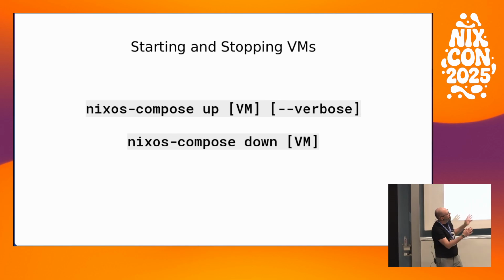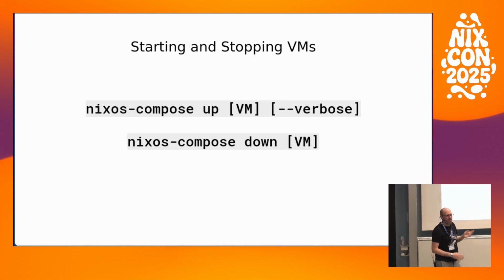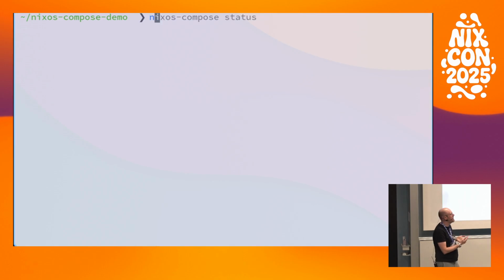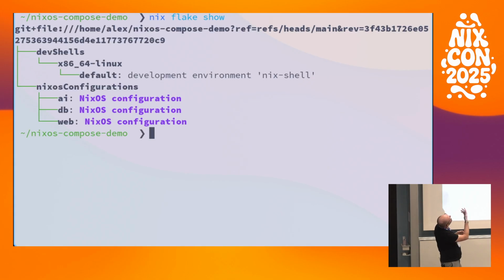Right. So this is like the most primitive feature of nixos-compose, which is starting up VMs. And as you might have guessed, this is heavily inspired by the Docker Compose CLI. So what you do is you just cd into a directory that has a flake file that has Nix configurations declared, and then you say, yeah, you can see that here.